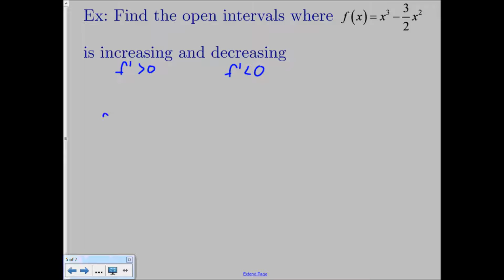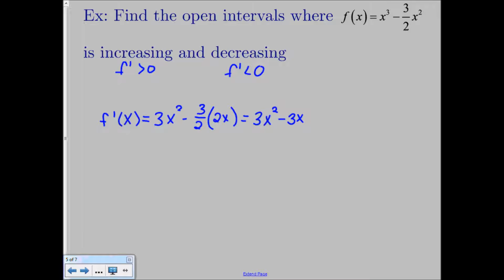So in order to find where f prime is bigger and smaller than 0, we should probably find f prime of x. So f prime of x is just the derivative of f of x, and that's pretty easy to do since we have a nice polynomial function there. So derivative of x cubed is going to be 3x squared minus 3 halves times the derivative of x squared, which is 2x. Now we'll just clean it up a little bit and get 3x squared minus 3x.